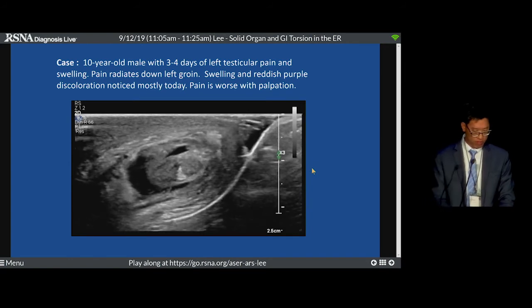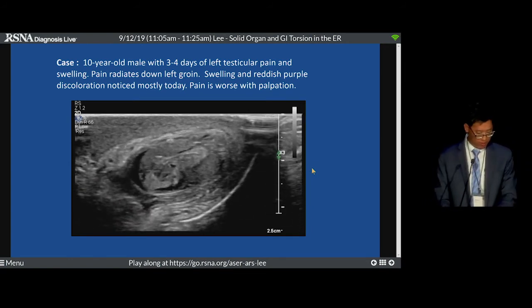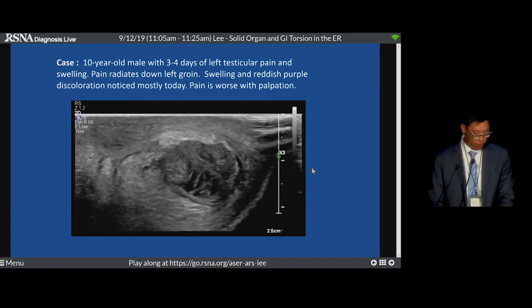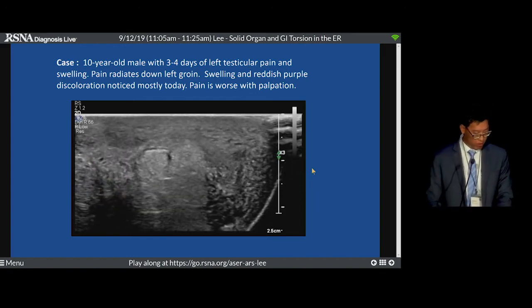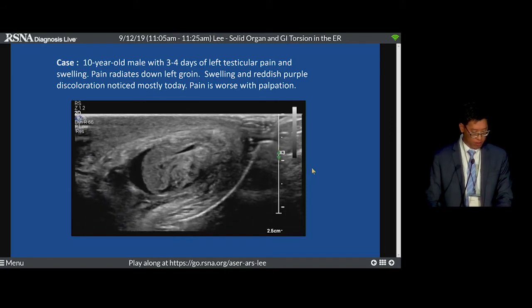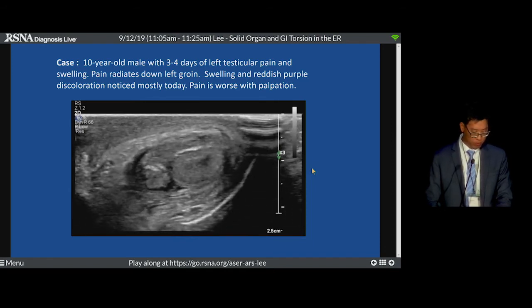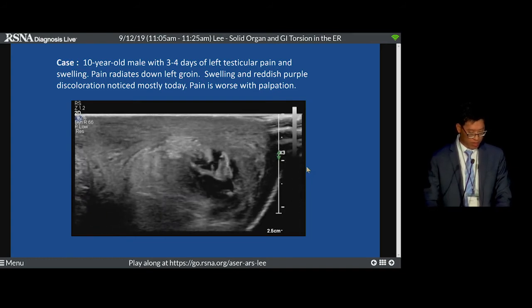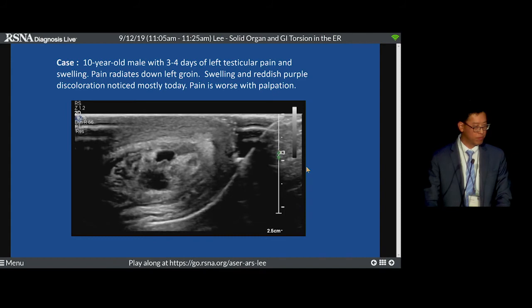Okay, so this is a more challenging case. It is a 10-year-old male with 3 to 4 days of left testicular pain. Pain is going into the groin. He noticed some swelling, reddish purple discoloration, mostly today, and now the pain is worse with palpation.